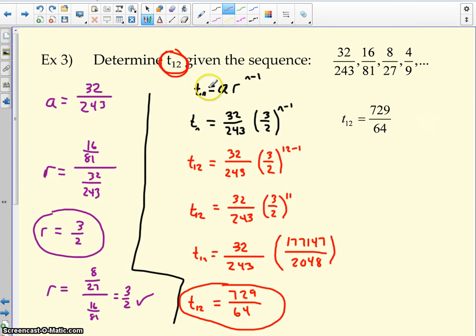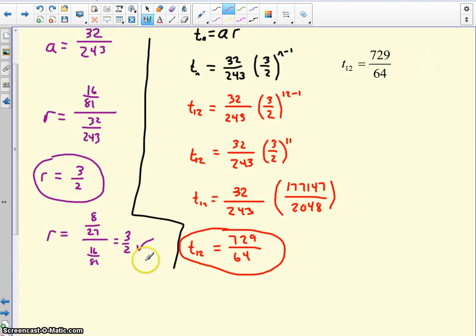And again, it was only T12, so once I found out my r, I could have just continued multiplying everything by 3 over 2 until I got my answer. But that takes a long time. And again, if it was a larger term number I was asking you for, like T38 or something like that, it would take you a lot longer. So finding the general term is the way to go here, because once you have that, you can just sub in whatever term number you want and get the term.